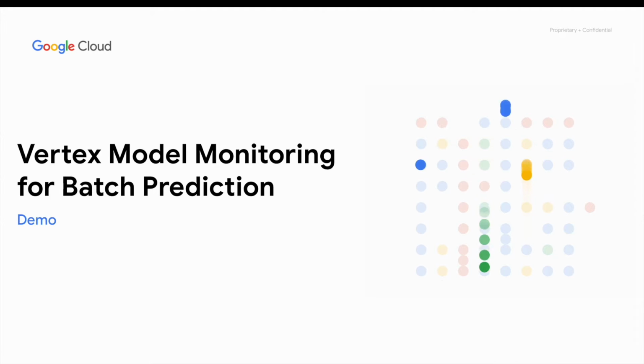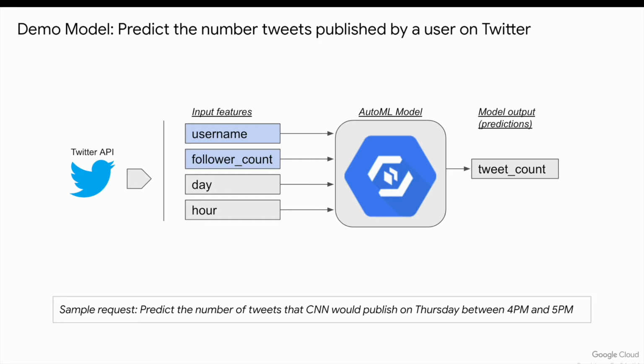Welcome to the demo of Vertex model monitoring for batch prediction. For this demo, we'll use a play model that predicts the number of tweets that a user publishes on Twitter. There are 4 input features for this model: username, follower count, day and hour of the tweet.